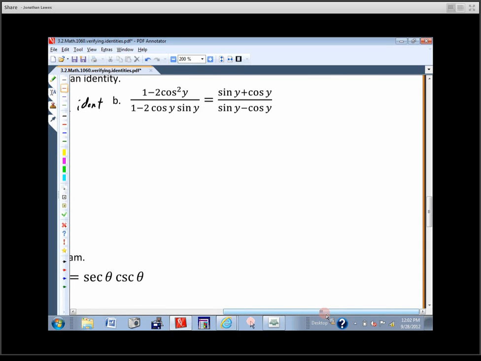Okay, which side's more complicated? Left side's more complicated? Okay. What would you do first on that, if you were going to work on the left side?